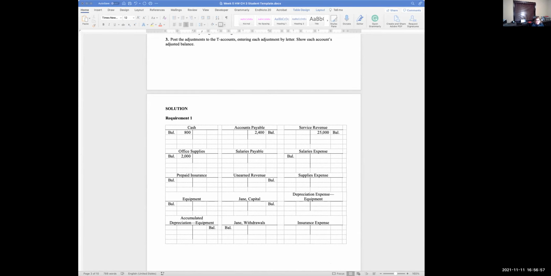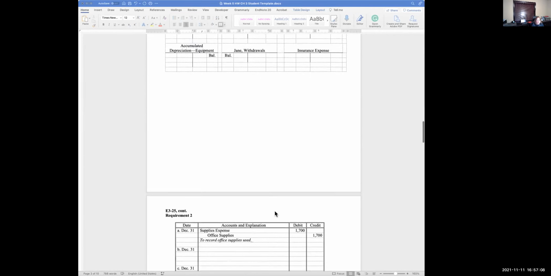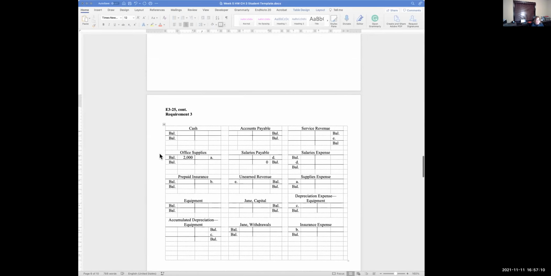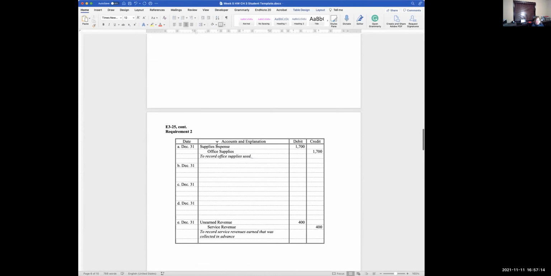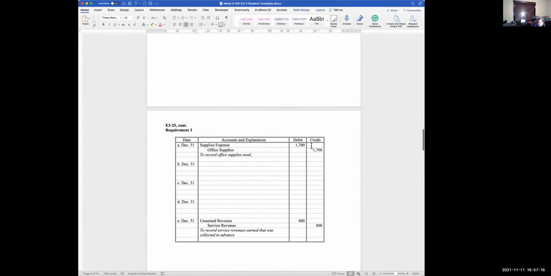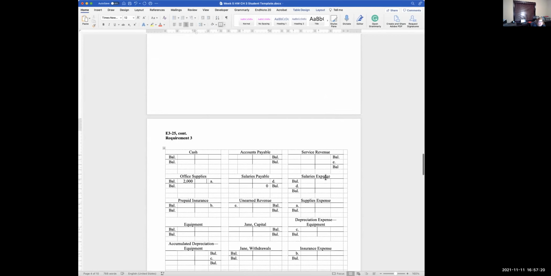And so that, let me put this in red a second. And then we placed that right here under office supplies. And now we are just bringing that down to our requirement 3 and adding it right here. And then we know that we used, because we did this entry up here, that so we're going to debit the supplies account, right? We're going to credit, excuse me, the office supplies of $1,700. So we're going to add that here, the $1,700, and we have the A there.